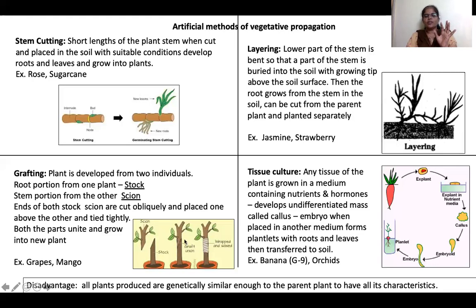We'll tie this with the thread, after adding moisture and a little fertilizer, we'll tie it. When tied this way, that will unite, these two pieces get united and they'll grow into a new plant. Okay, this is called grafting. Usually it is done with grapes and mango.